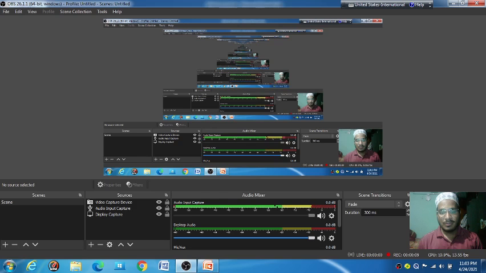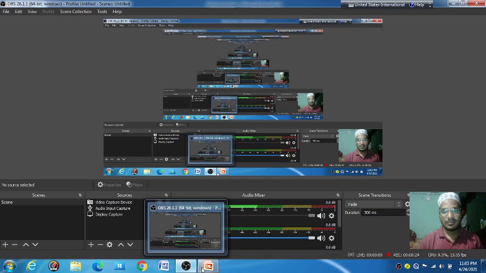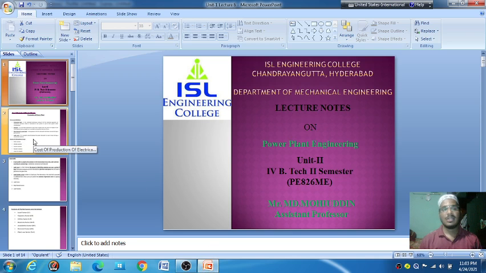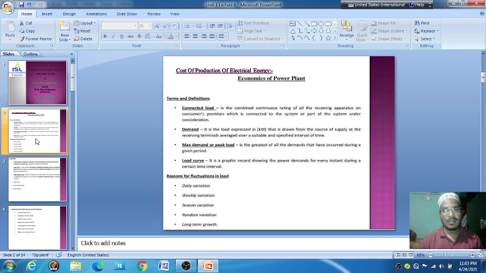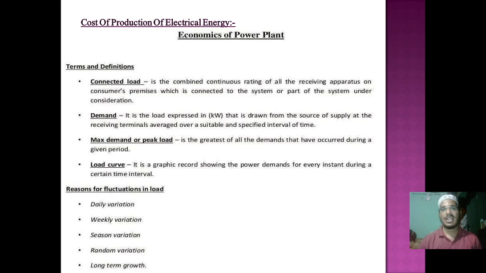Good afternoon, everyone. As you know, we are discussing Power Plant Engineering Unit 1. The last lecture was the layout structure of a power plant. Now we are discussing the economics of power plant, which means the cost of production of electrical energy.